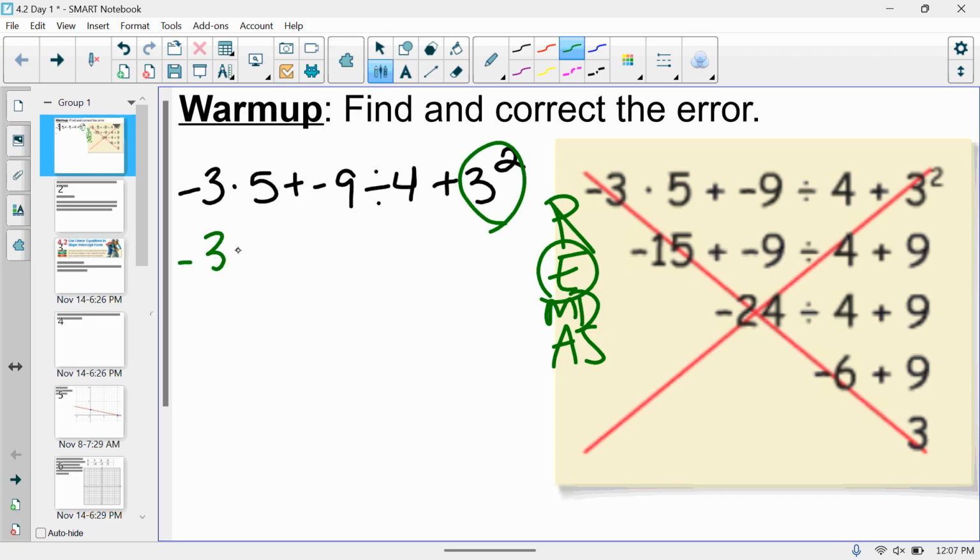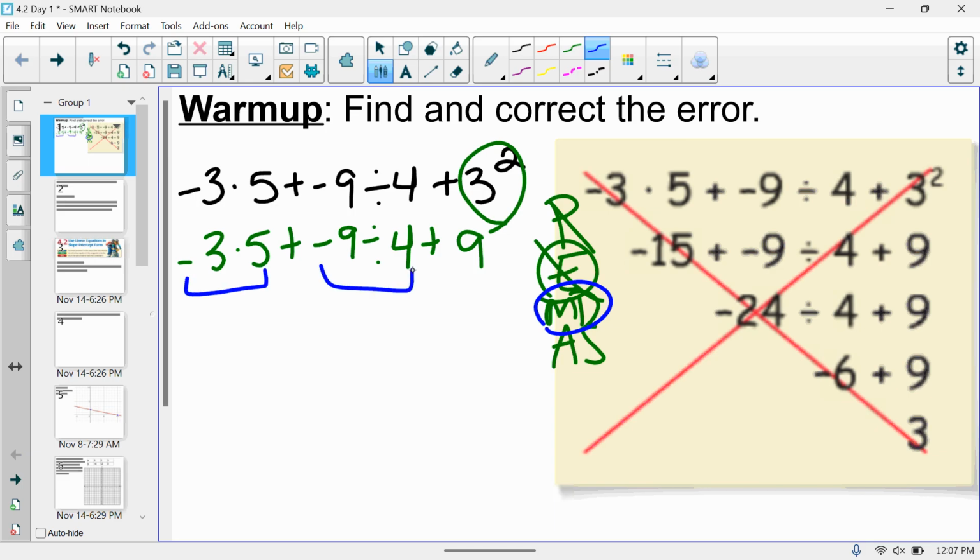So let's not touch anything else. Let's just do 3 squared. That means 3 times 3, so it's 9. That was our only exponent. So next comes multiplication and division, and we do it from left to right. Remember, we don't necessarily do multiplication first. We do whatever comes first, but it does just so happen that the multiplication comes before the division, so we'll go ahead and do negative 3 times 5 to get negative 15.